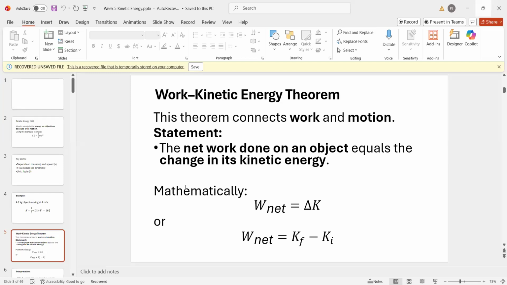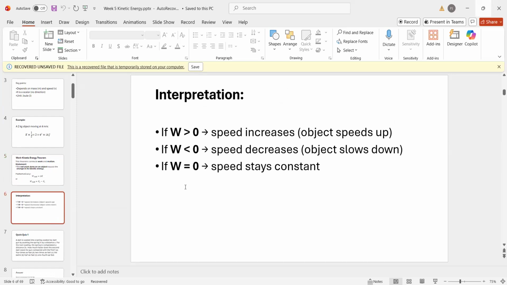So this theorem is trying to connect work and motion. The net work done on an object equals the change in its kinetic energy. So the net work is the change in kinetic energy, from the initial to the final. The change in kinetic energy gives you the net work done.